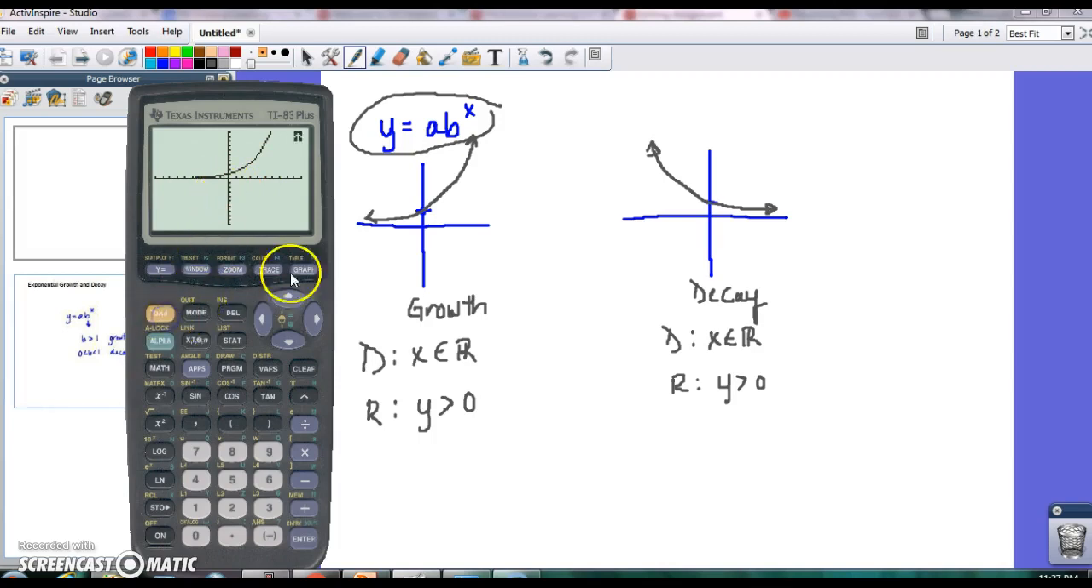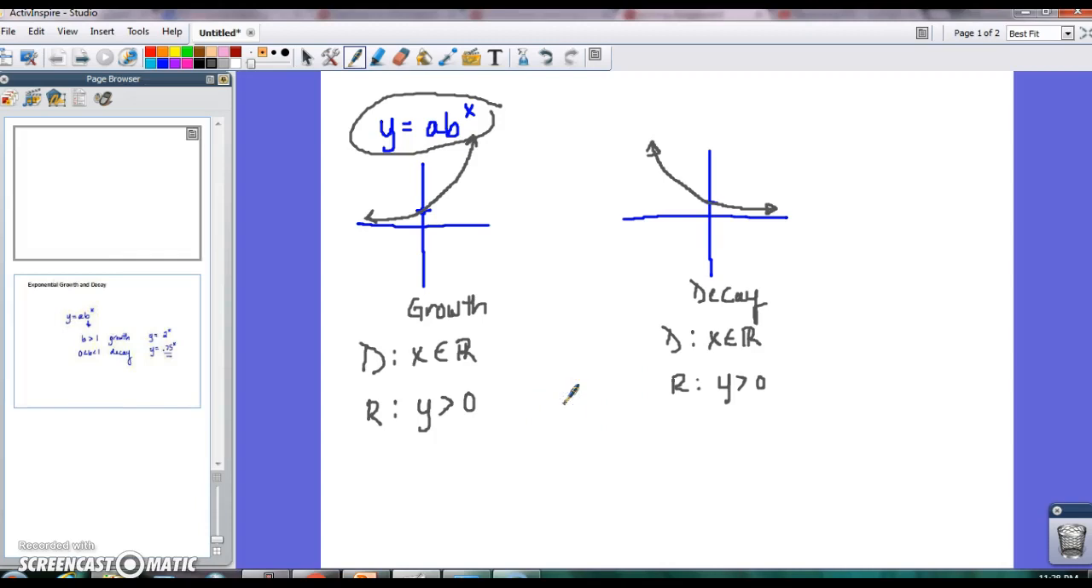You can always go to the table of values. If you just hit second graph, it'll take you to the table of values. Whenever it's asking you to plot, and it does this on the assignment, it asks you to go ahead and graph the exponential functions. Put it in your calculator, hit second graph, make a small table, and then plot those points. It's very straightforward how to go about doing that. So I just wanted to go over that real quick.